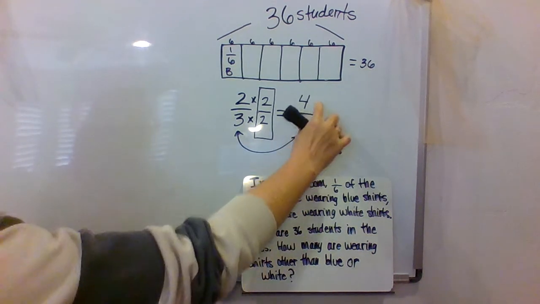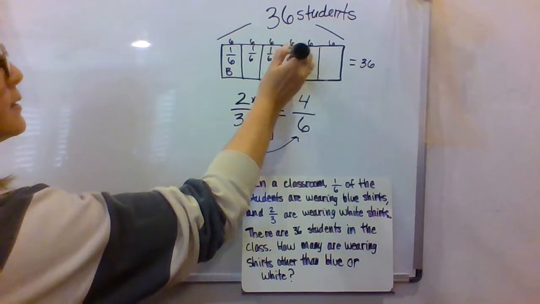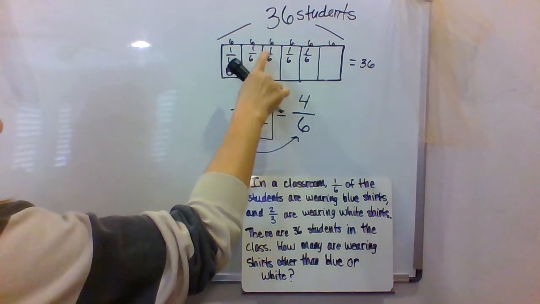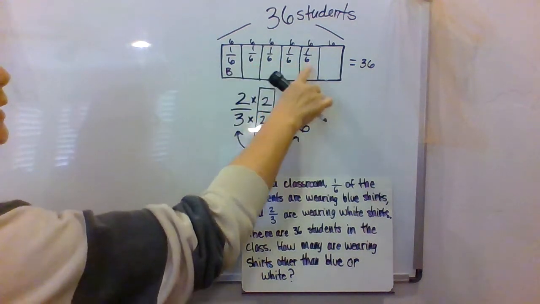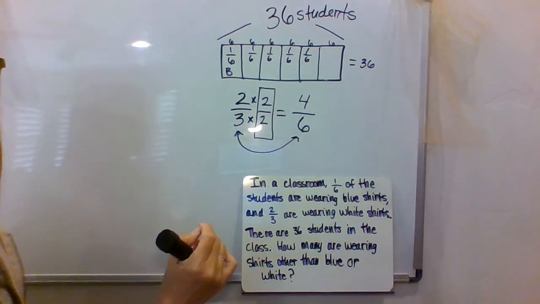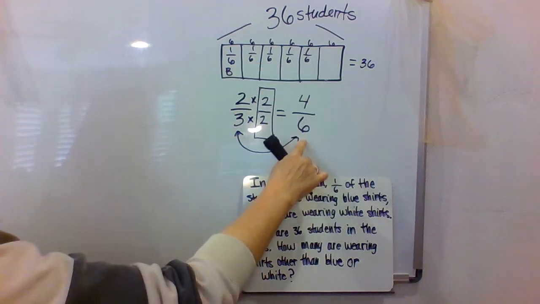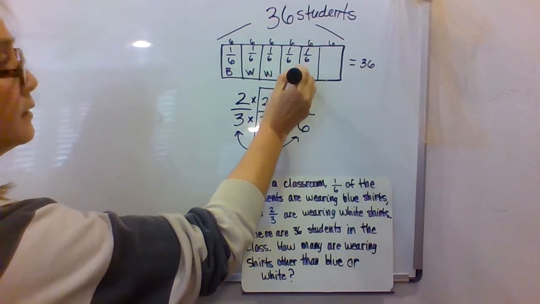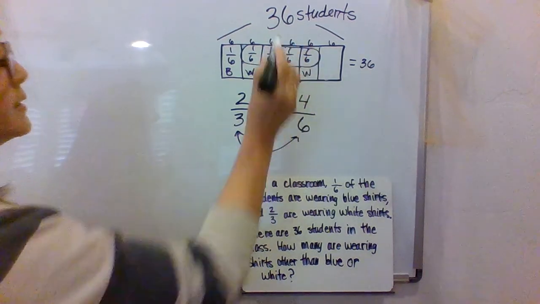Okay, so now that I have 4/6, I can easily say 1/6, 1/6, 1/6, and 1/6. So if I add 1 plus 1 plus 1 plus 1, that equals the 4. And then when we add fractions, we just keep the same denominator if we don't need to get a common one. So that equals the 4/6. So I know these students are wearing white because all of this is equaling 4/6.